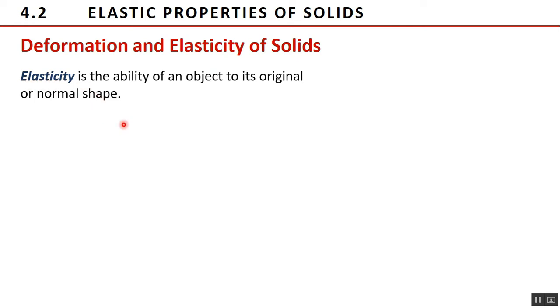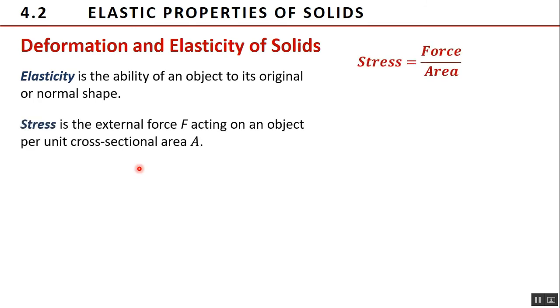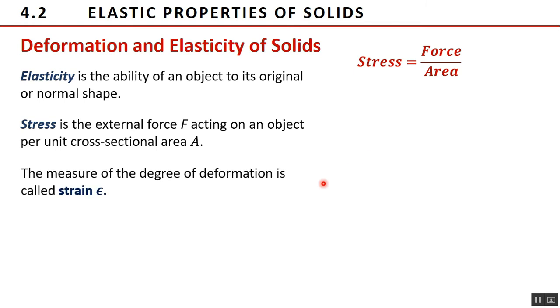For example, a rubber band will resume its normal length after being stretched by a small amount of force. When force is applied, the body is said to be stressed. Stress S is a quantity that is proportional to the force causing a deformation. More specifically, stress is the external force acting on an object per unit cross-sectional area A. The amount of deformation of solids differs according to the type of material. The measure of the degree of deformation is called strain, denoted by the Greek letter epsilon.